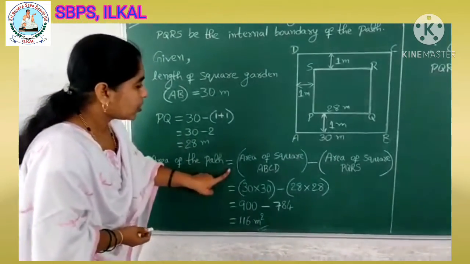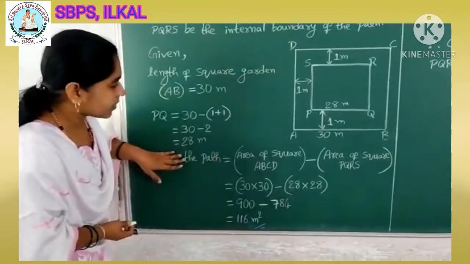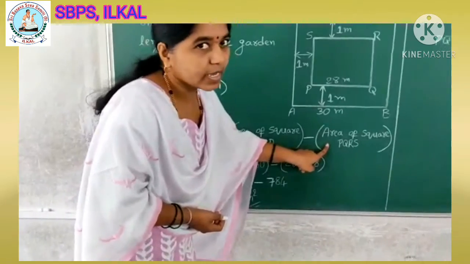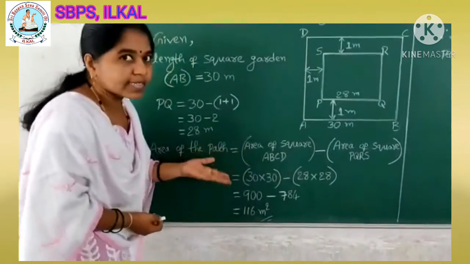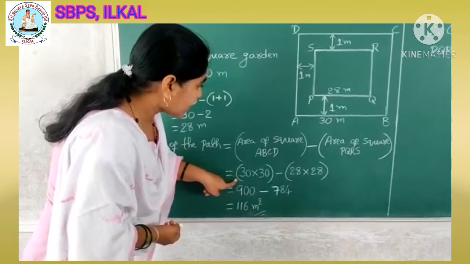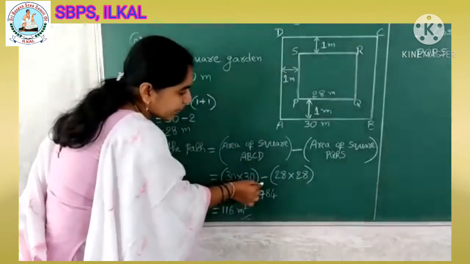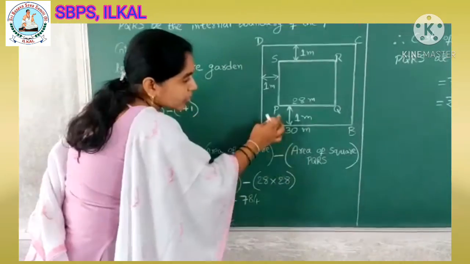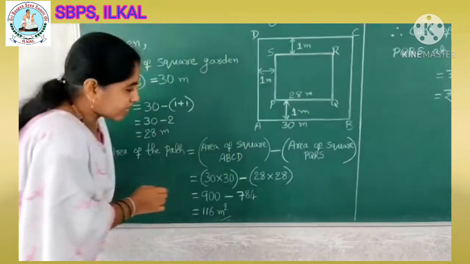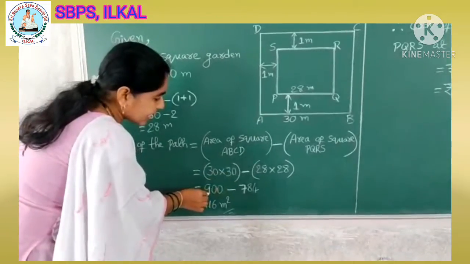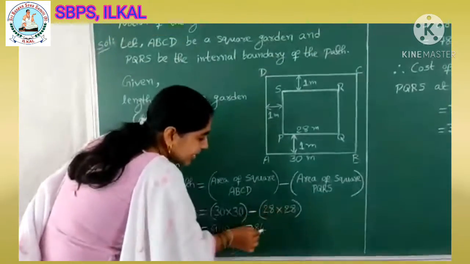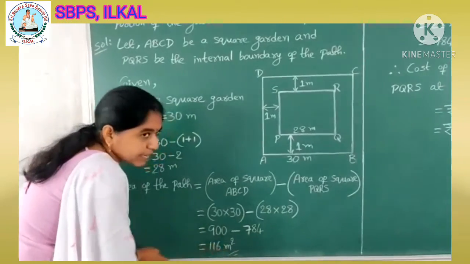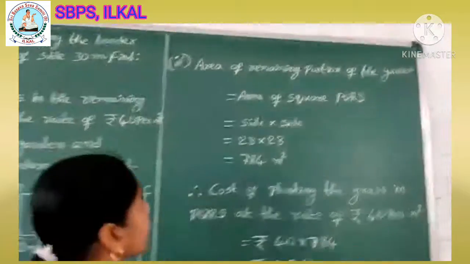Area of the path is equal to, if we want to find area of the path, area of square ABCD minus area of square PQRS we have to do. Area of square formula side into side. Here area of square ABCD is equal to 30 into 30 minus, here area of square PQRS is 28 into 28 because PQ length is 28 meter. 30 into 30 gives 900 minus 28 into 28 gives 784, which is equal to 116 square meter.